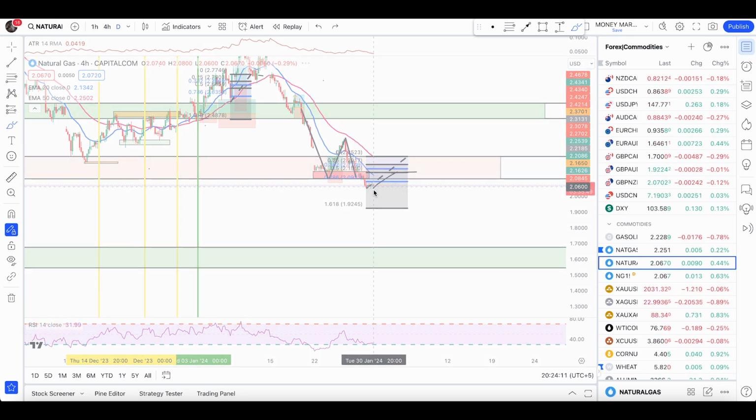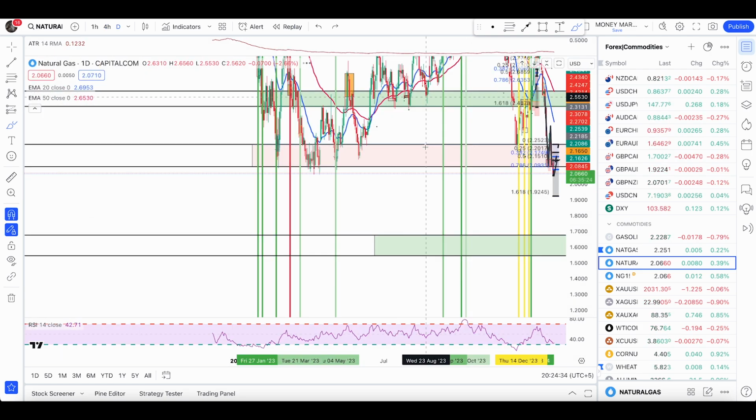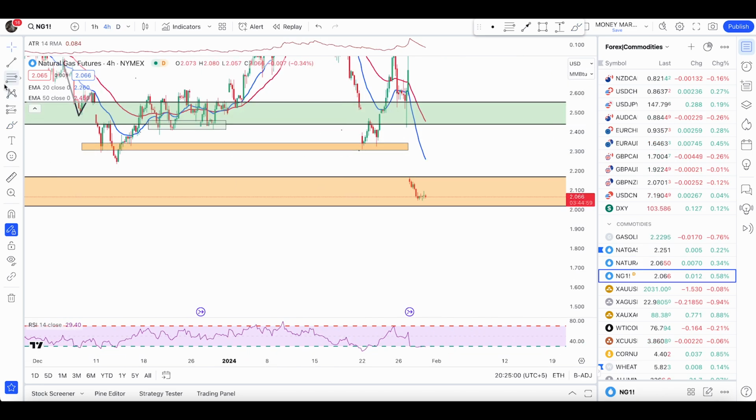For less aggressive traders, a pullback of a few green candles followed by a bearish engulfing pattern below the 50 EMA for less aggressive entries. These are the conditions I'll be looking at for my possible trades. Right here on Nemex, if you are trading on this platform, exactly the same conditions.